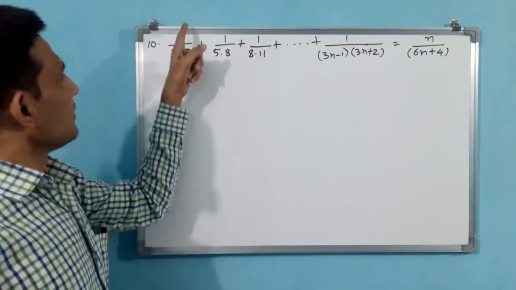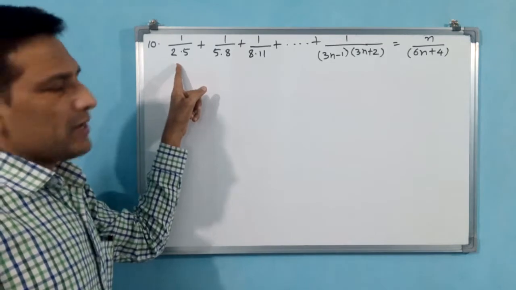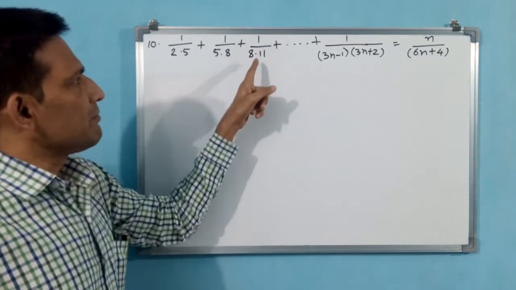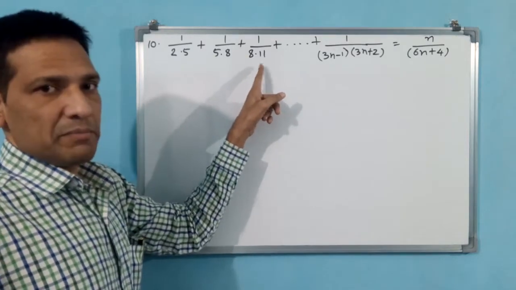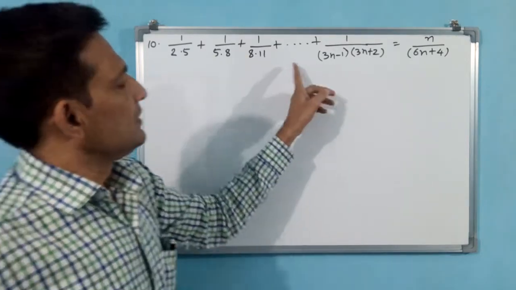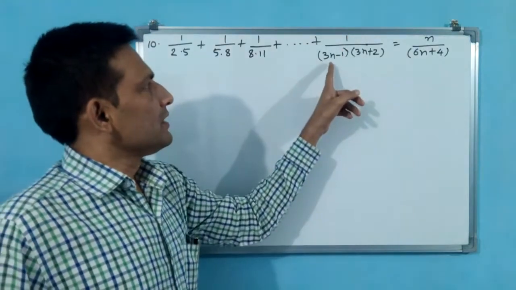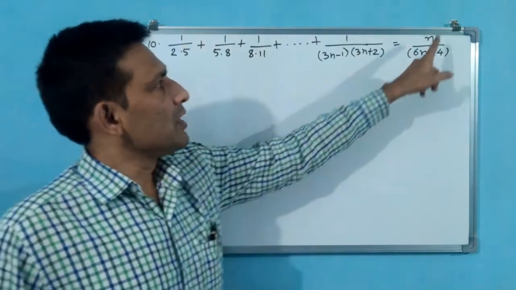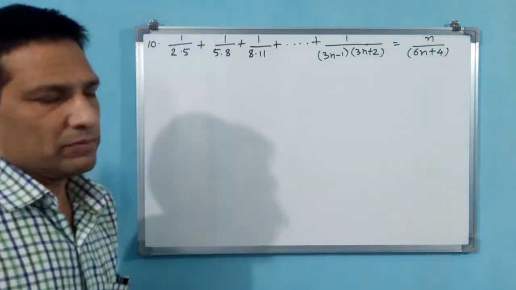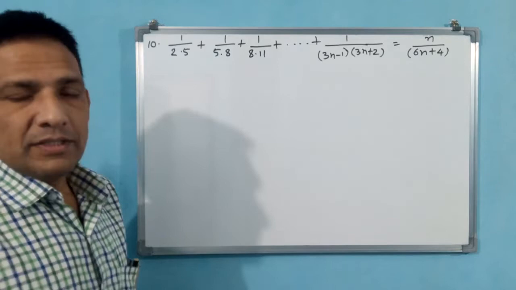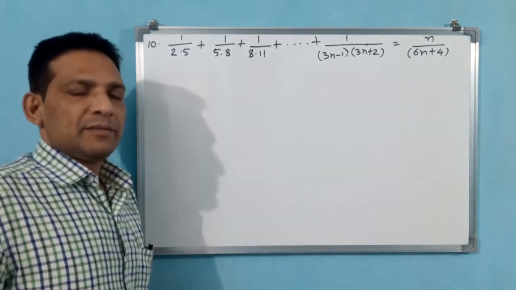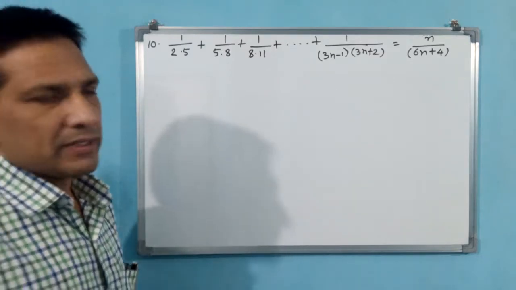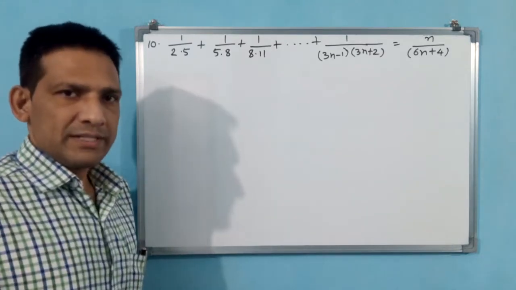10th question: 1 divided by 2 into 5 plus 1 divided by 5 into 8 plus 1 divided by 8 into 11 plus, and this series goes up to 1 by 3n minus 1 into 3n plus 2, is equal to n by 6n plus 4. We have to prove this. Small n belongs to capital N, that means n belongs to natural numbers, they have given already. One step is over. Second step, we have to take it as Pn.